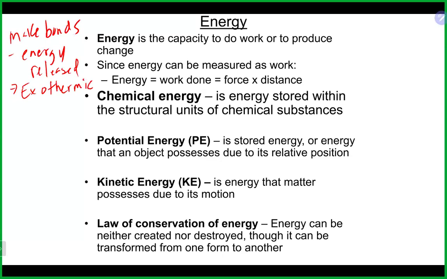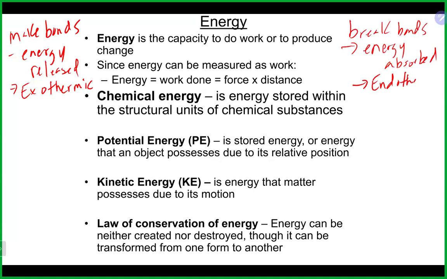And when we break bonds, that is the process where energy is absorbed. Those types of processes, as we've probably touched upon, are known as endothermic. So exothermic and endothermic are two very big words that we'll see a lot in this chapter, and they really describe what's happening in terms of the energy.